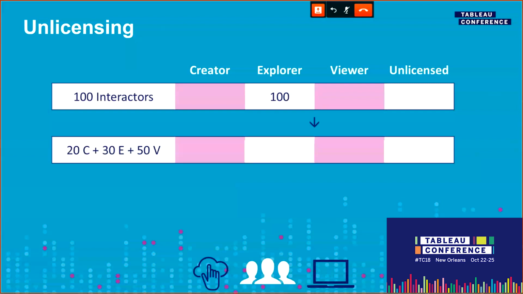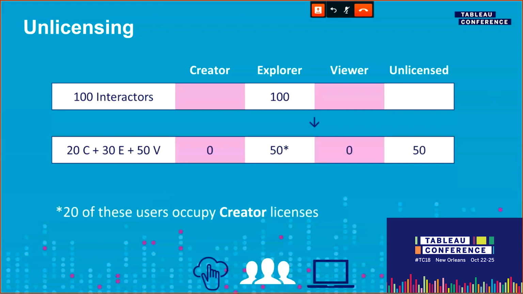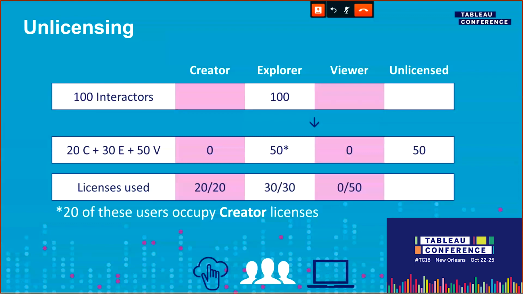So let's say we convert to a key that has 20 creators, 30 explorers, and 50 viewers. After we upgrade, you'll see that your server has 50 Explorer users and 50 unlicensed users because we don't have enough Explorer or higher licenses for all of our Explorers. 20 of our users that are currently showing up as Explorers are actually occupying your Creator licenses, and this is due to that smart unlicensing behavior that I just mentioned.